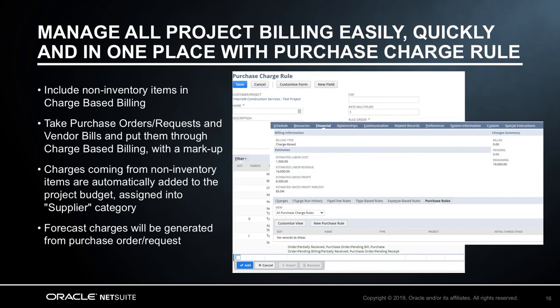Service organizations are diversifying and adopting much more of a hybrid business model these days. This means that the project manager needs to manage not just resource time and expenses, but also supplier costs through purchase orders and vendor bills. We support the hybrid model with enhancements to charge-based billing by adding a new purchase charge rule, which will help our customers process all project-related billing in a single place.